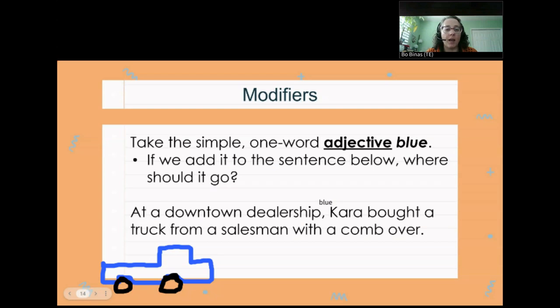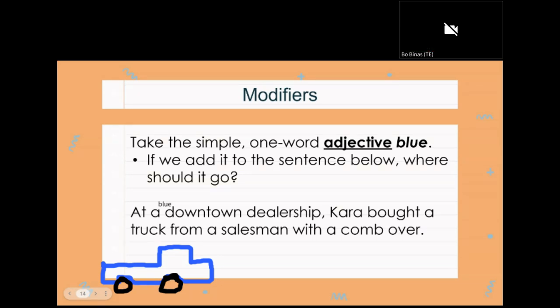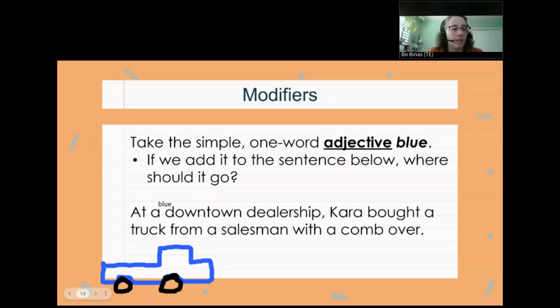All right. How about if I put the word blue right here? At a blue downtown dealership, Kara bought a truck from a salesman with a comb over. Now what do we see in our heads when we read that sentence? The dealership is blue, right? So we got a building right here. And the building is blue. And this is the dealership. Right?